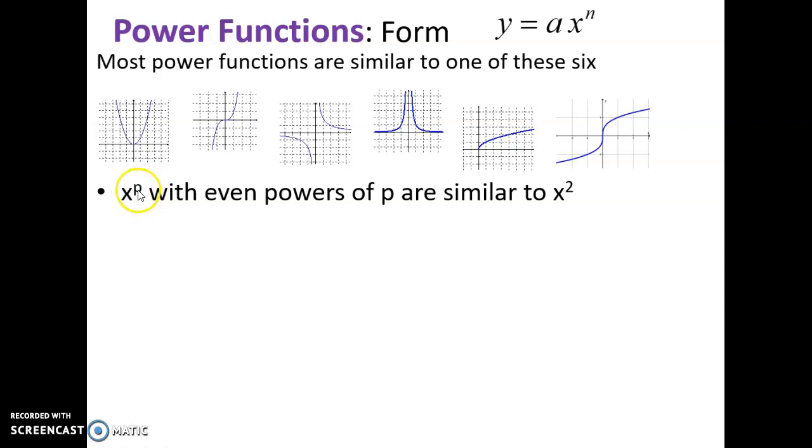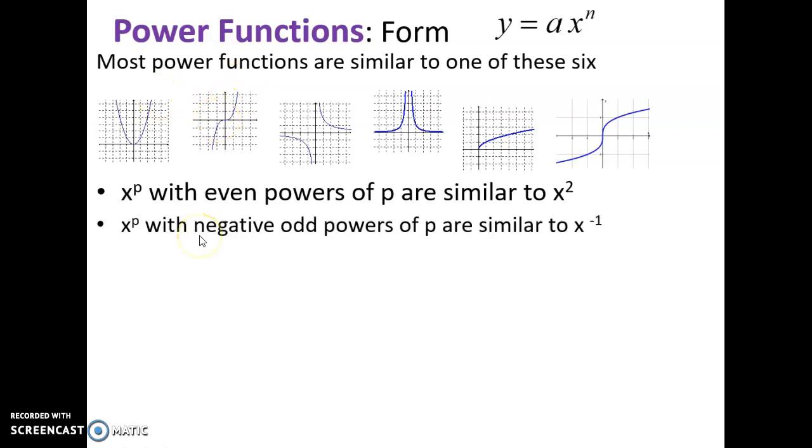When n is an even number, all of these would look kind of like a parabolic shape, like x squared, x to the 4th, x to the 6th, x to the 8th. They all will have that U shape. The next is negative odd powers. If I had a negative odd power similar to x to the negative 1, that actually would look like this function right here.